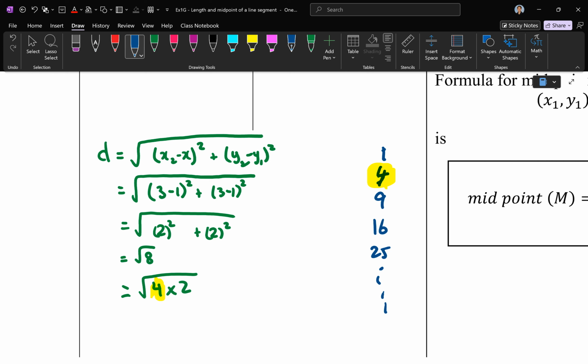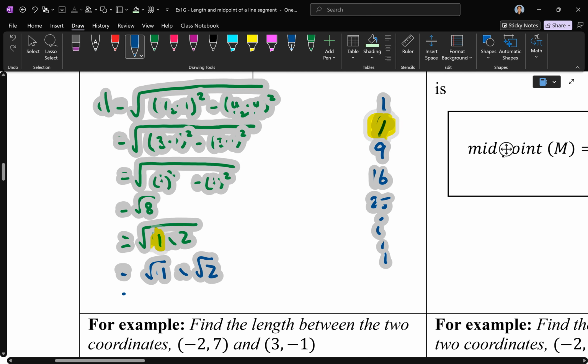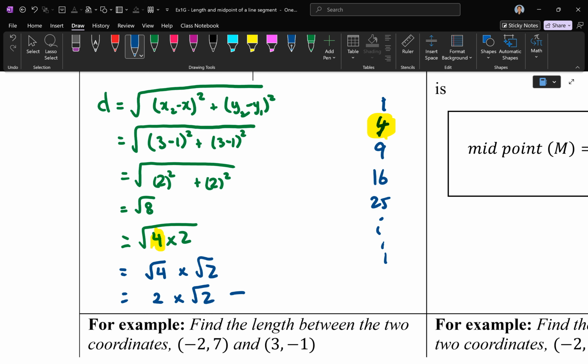Why do we do that? Because we know that you can split it up to root 4 times root 2. That's one of the rules that you'll eventually figure out. That root 4 times root 2 will give you root 8, but since you can split it up, root of 4 is 2 like Raph said, and 2 times root 2, we're too lazy to write that times symbol, which is why we write it as 2 root 2.